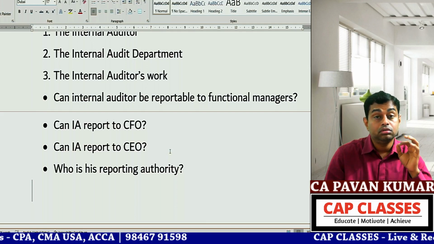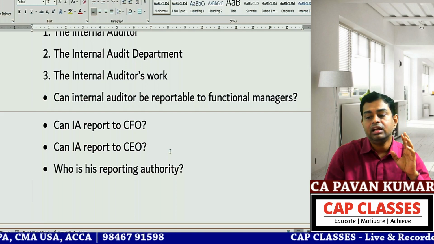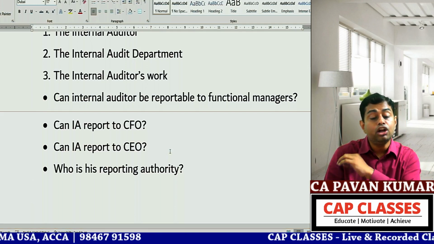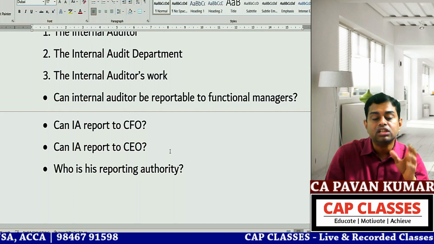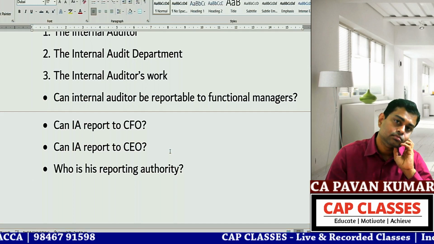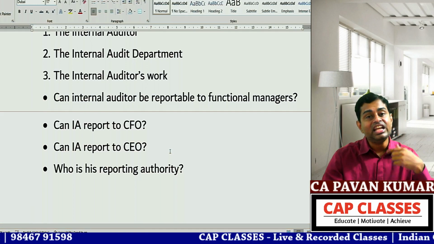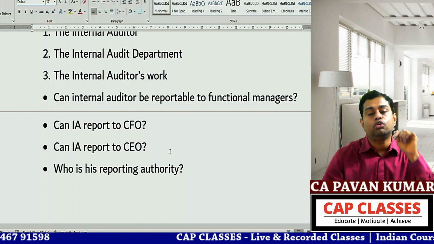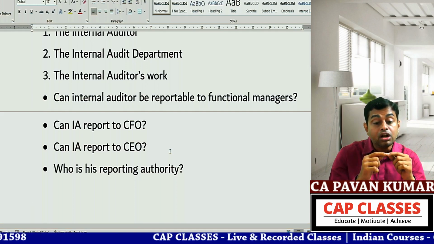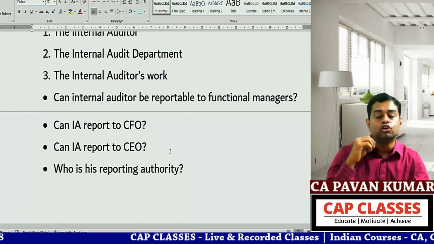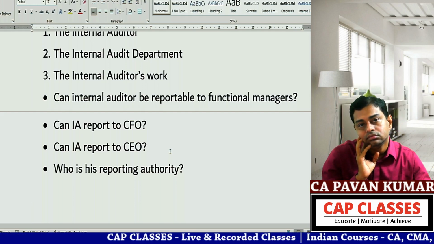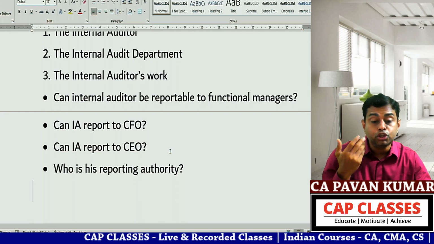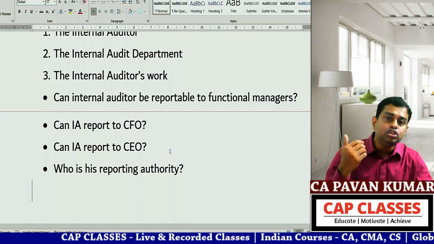Try to keep this important point in mind. The internal auditor will not even report to the CFO or CEO, because he evaluates the CFO and CEO also. That means the internal auditor's report should go above the CEO. So who is above the CEO?